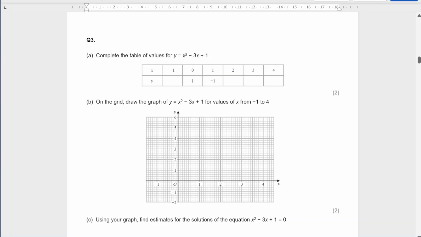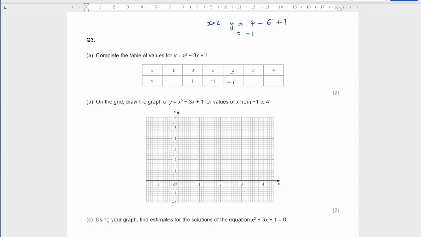Question 3. Complete the table of values for, and we're given the equation, and we're given some of the values. Right, so I'm going to start with this value here. So when x is equal to 2, y would be equal to 2 squared, which would be 4, minus 3 times 2, which would be 6, plus 1. Value there becomes minus 1.